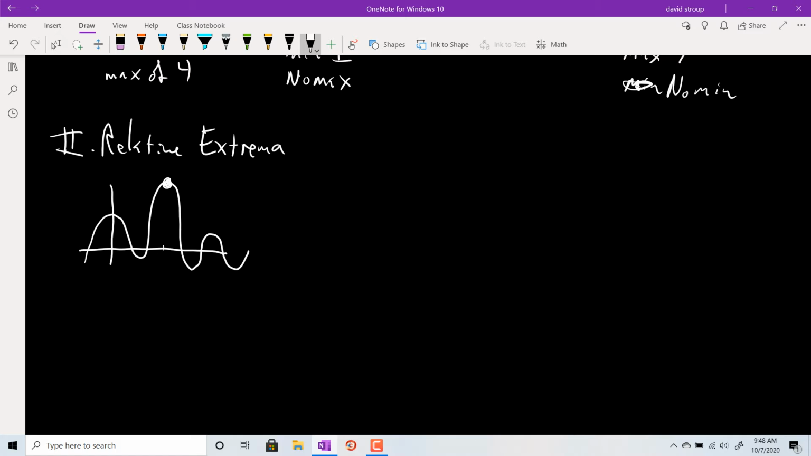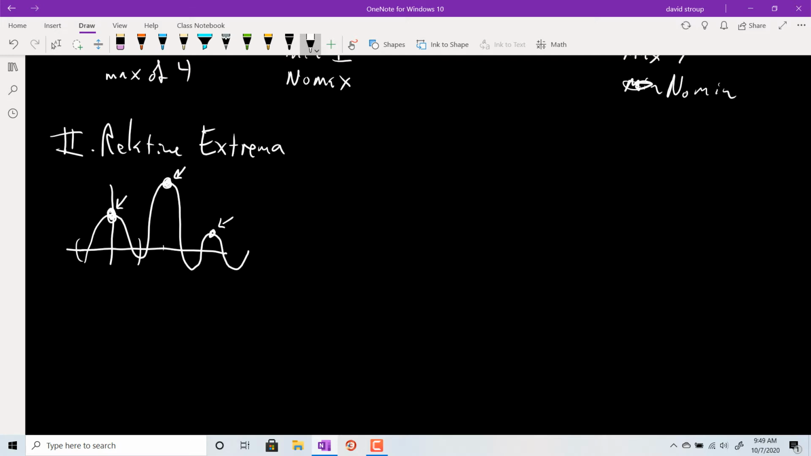But there's local extrema. If you just look in the interval from here to here, there's a relative extrema right here. Relative to this interval, this is the highest value. So we want to identify all of those values. We want this guy, we want this guy, we want this guy, et cetera, et cetera. That's the name of the game. That's what we want to do.